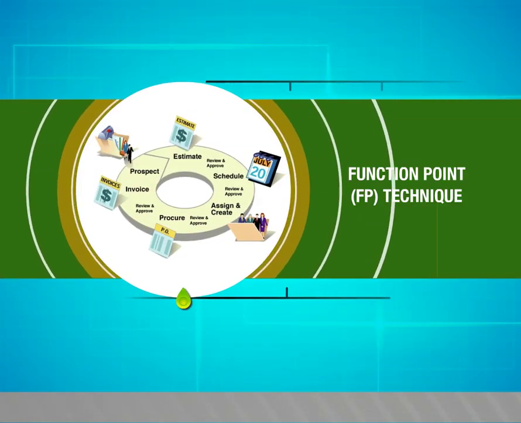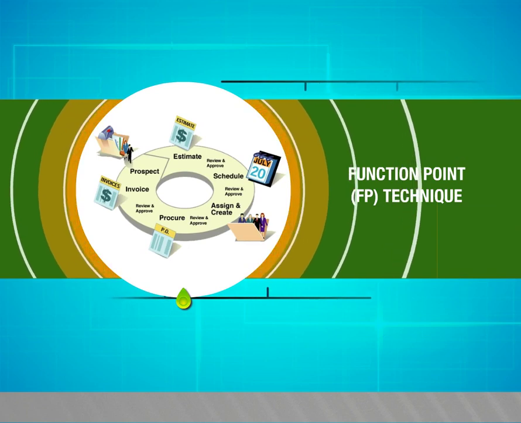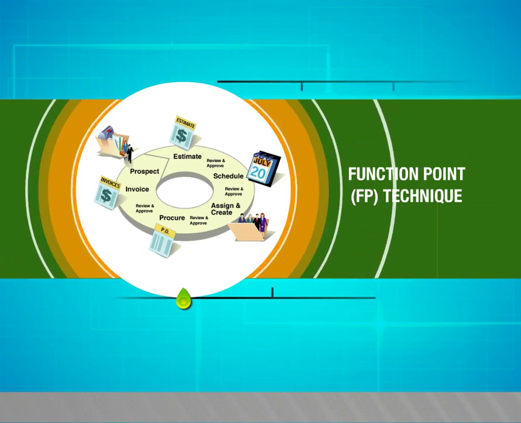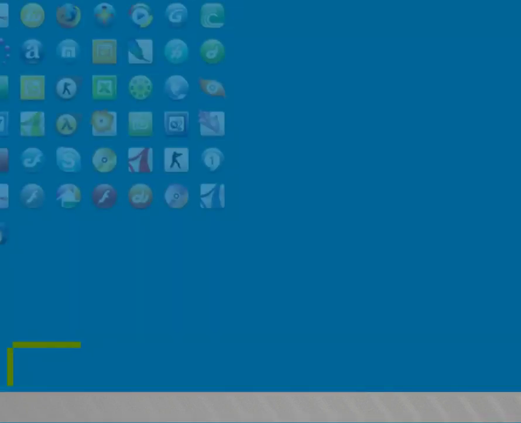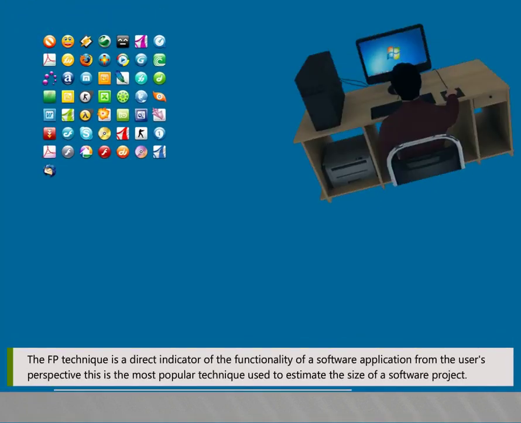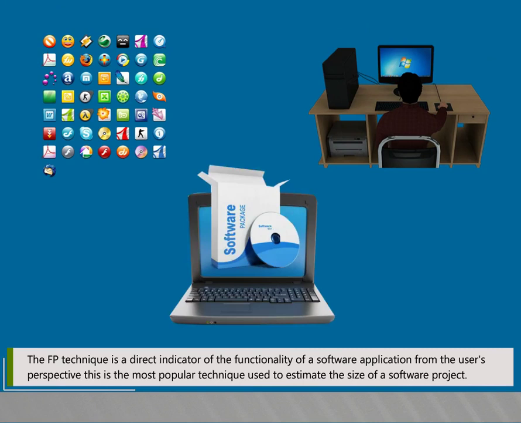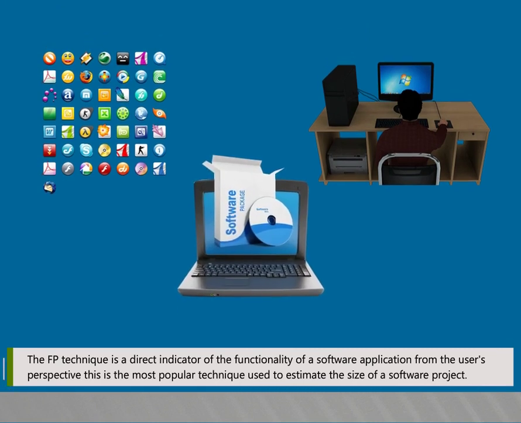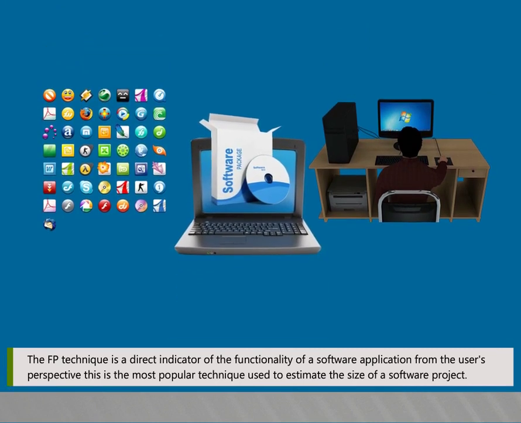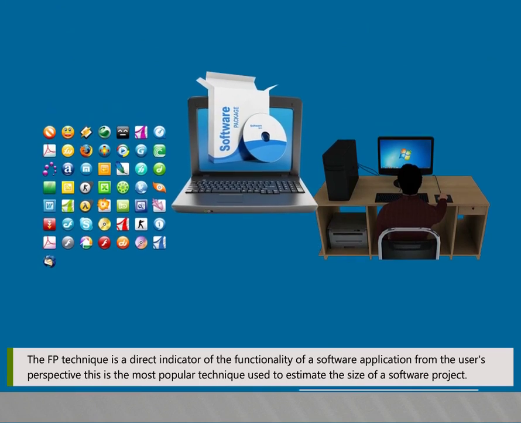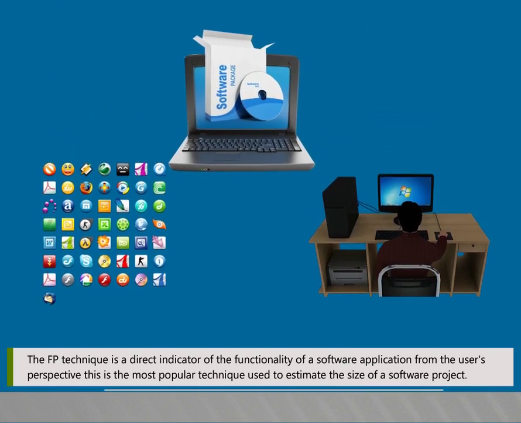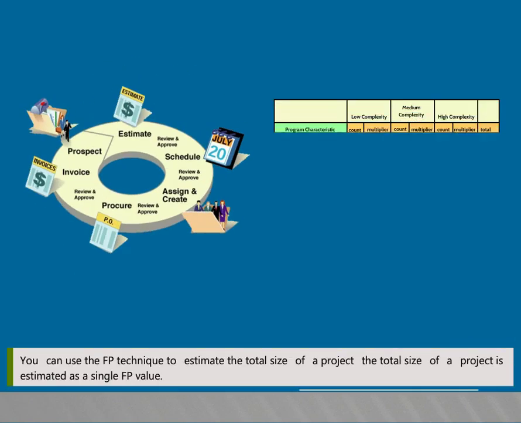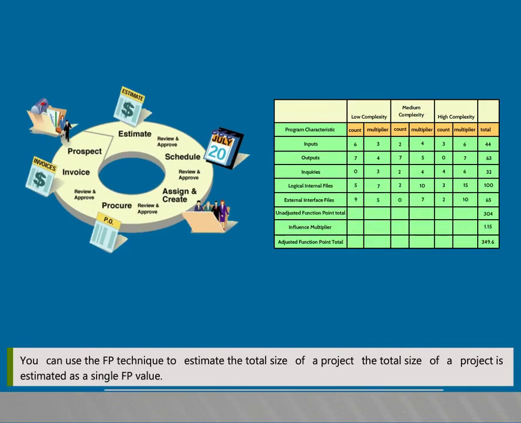Function point FP technique. In this animation, we are going to see about function point, that is FP technique. The FP technique is a direct indicator of the functionality of a software application from the user's perspective. This is the most popular technique used to estimate the size of a software project. You can use the FP technique to estimate the total size of a project. The total size of a project is estimated as a single FP value.